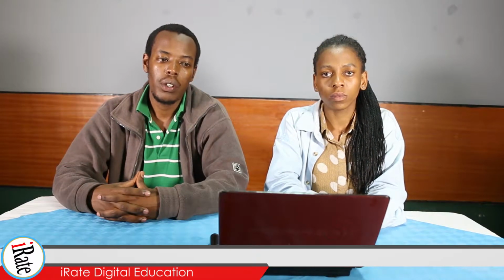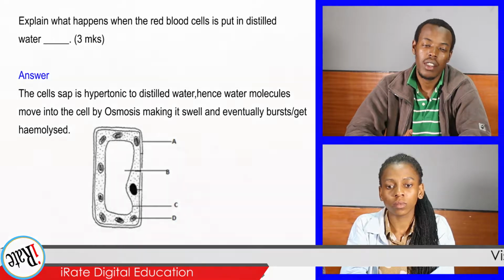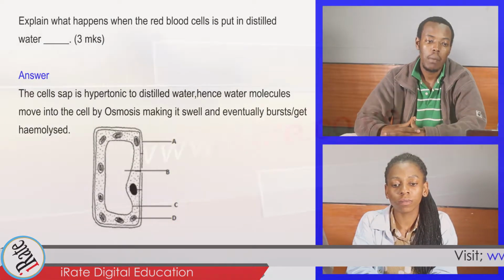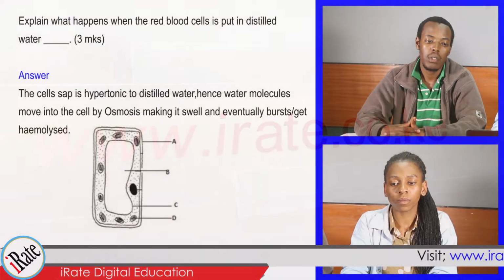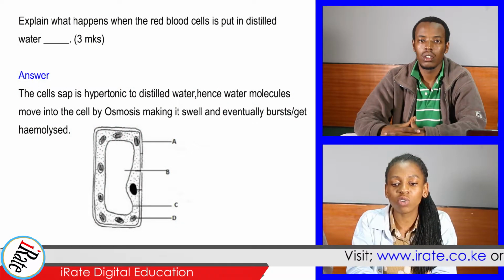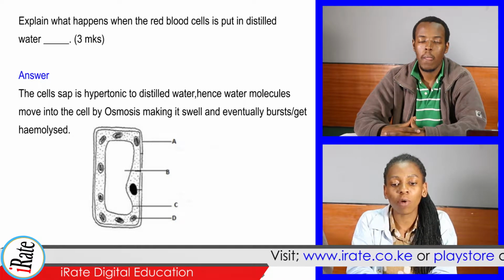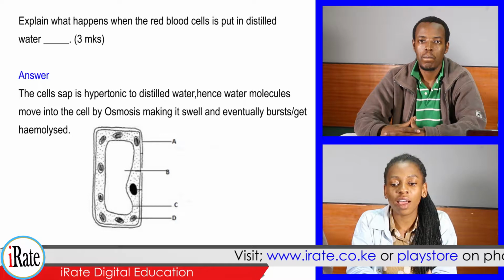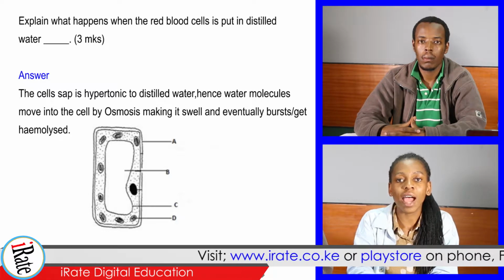Examine the diagram below and use it to answer the questions that follow. Explain what happens when the red blood cells is put in distilled water. The cell sap is hypotonic to distilled water, hence water molecules move into the cell by osmosis, making it swell and eventually burst or get hemolyzed.